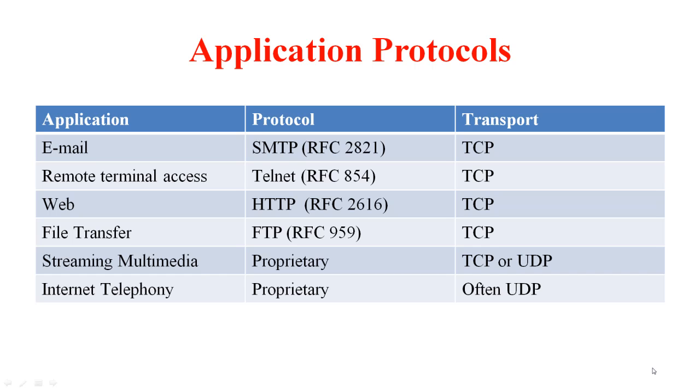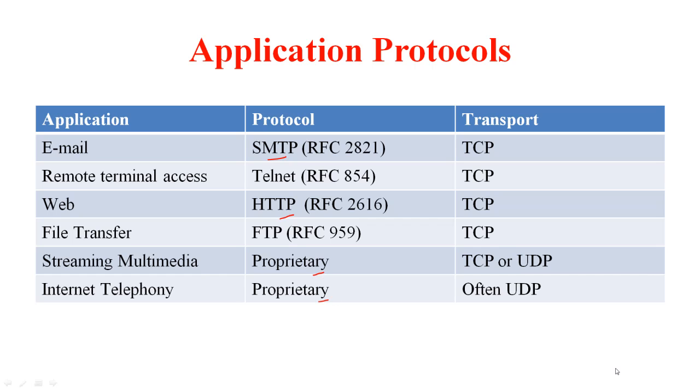There are plenty of applications out there, and there is a protocol associated with these applications. For example, the protocol associated with email is SMTP. The protocol associated with web is HTTP. These protocols could be standardized, in which case the standard is specified as part of these RFCs, or it could be proprietary, in which case no one knows the actual details of the protocol.